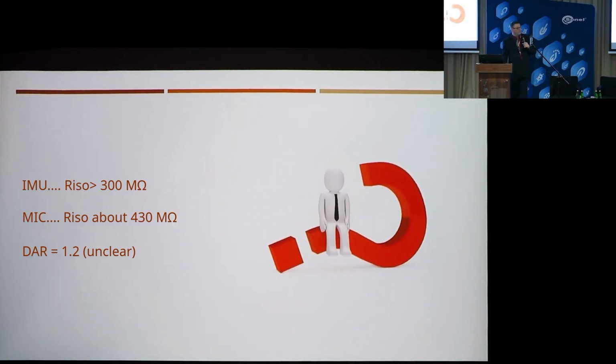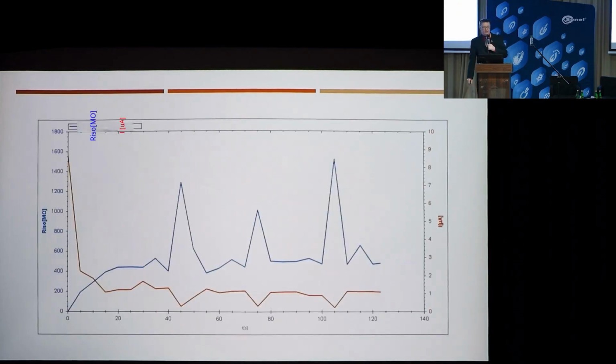What did that give us? The DAR ratio was unclear. And that created a problem. So is it good or not? Well, considering the measurement result of 430 megaohms, very good. So nothing to do but put it together and send it to the customer. But I wanted to dig a little deeper here.